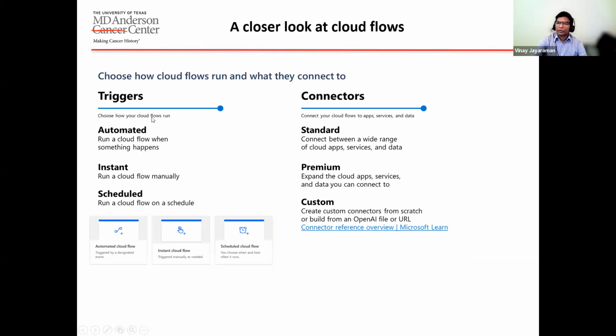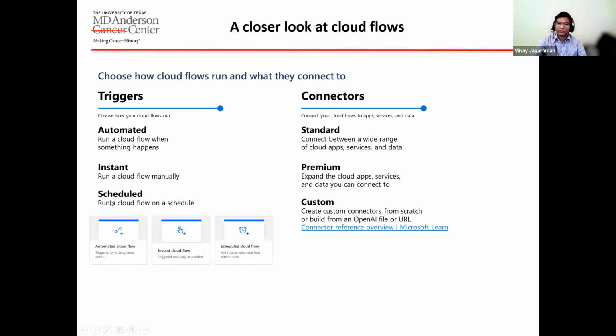When it comes to triggers, there are three types available. One is automated triggers, which I just explained, like your email or any edits in the SharePoint list. Then there are instant triggers. If you want to run something manually at a specific point in time, we can build instant cloud flows. There could be a button, and when you click on the button, things start working. This is on demand; whenever we need, we can make use of instant flows.